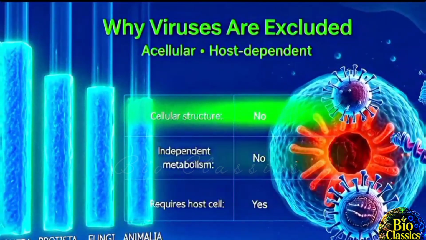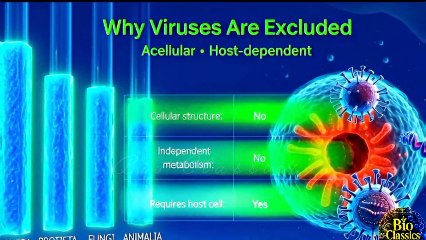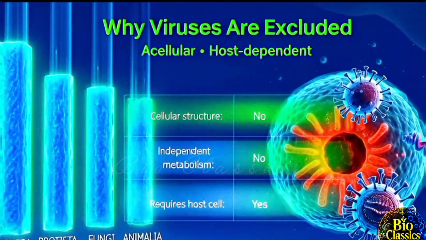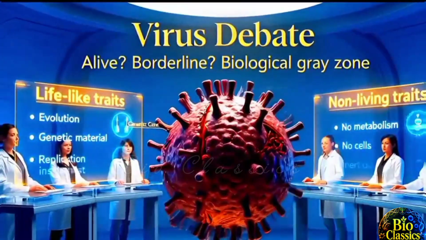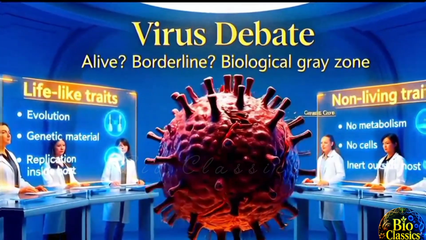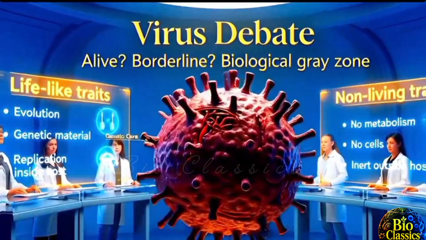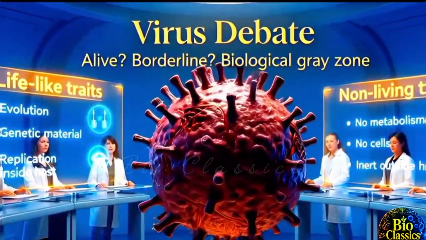Viruses are usually excluded because they are not cells and depend on host cells to reproduce. Viruses occupy a gray zone. They evolve and replicate in hosts, yet lack independent metabolism.